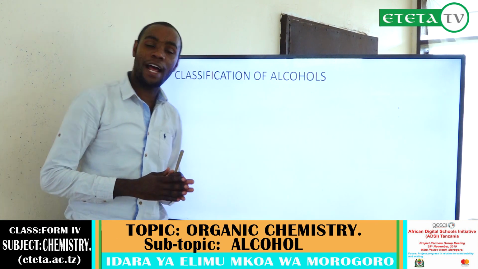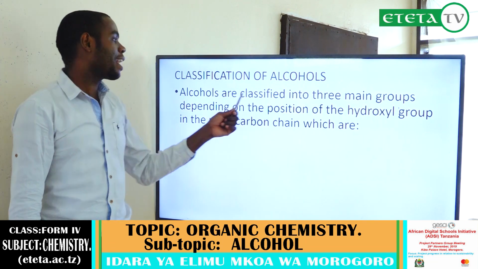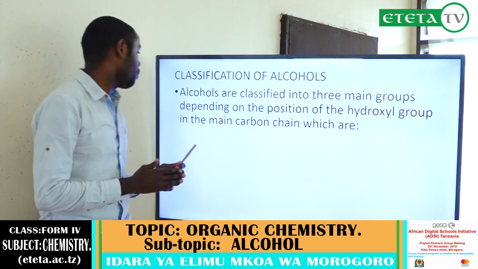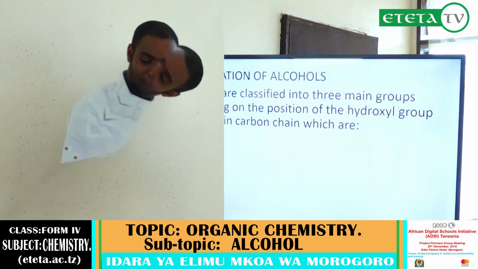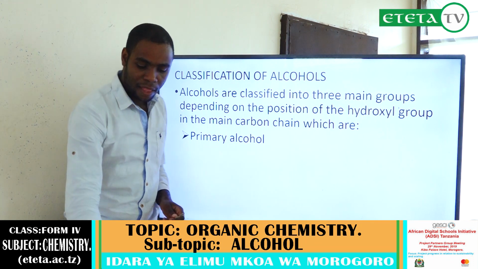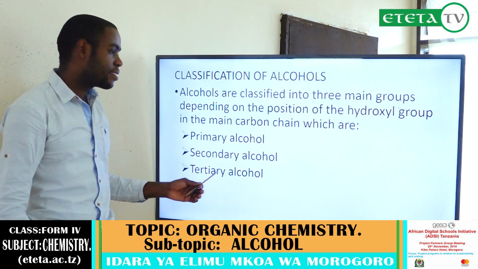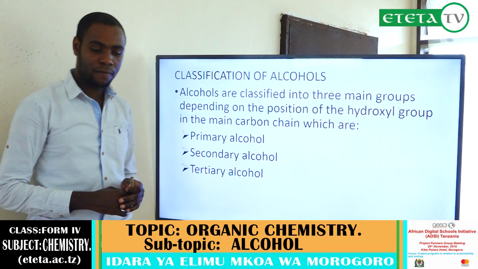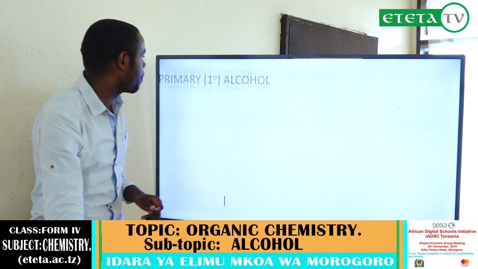Okay, classification of alcohol. Alcohols are classified into 3 main groups, depending on the position of the hydroxyl group in the main carbon chain. Which are those? The first group is primary alcohol. The second one is secondary alcohol. And the third one is tertiary alcohol. These are the 3 classes of alcohol. Now, I'm going to explain one after another, starting with primary alcohol.